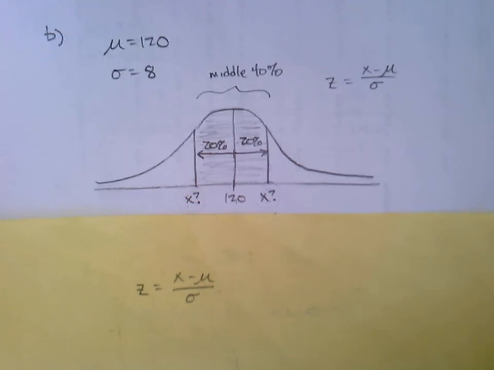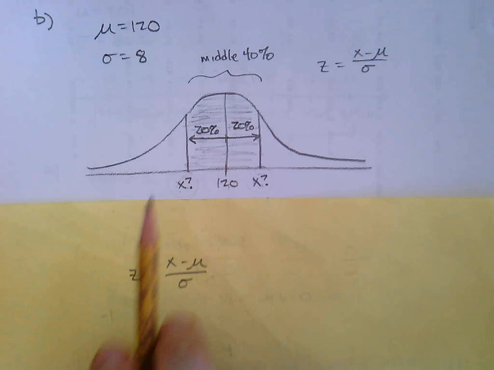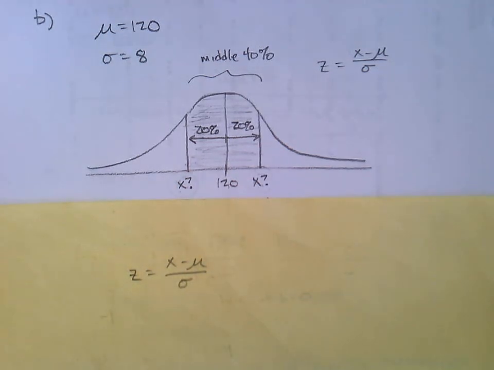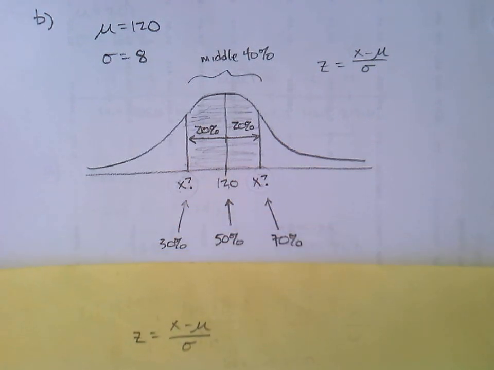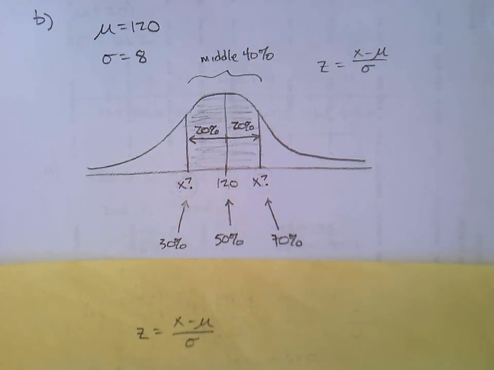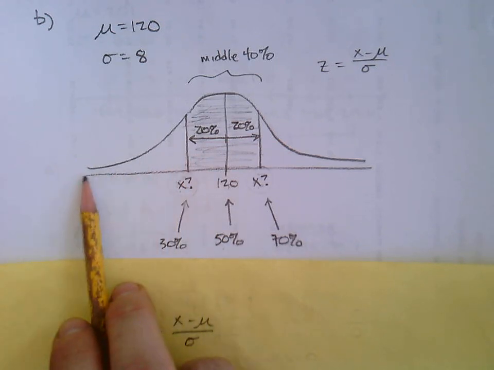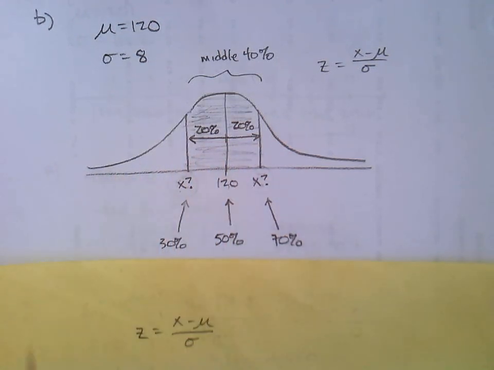Okay, let's get to it. I want to do a little bit more with my drawing here. Before we go and find the z-scores for these, we need to know what probabilities we're going to look up in the table, right? So here's what I've done. What do I mean by 30%, 50%, 70%? That's the percentage below each one of these, because that's what the table tells us.